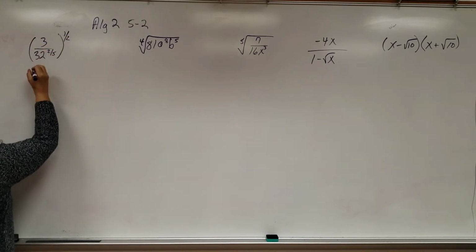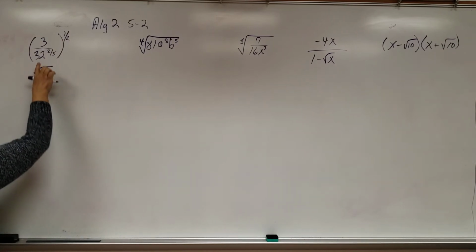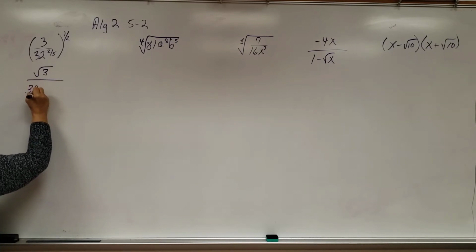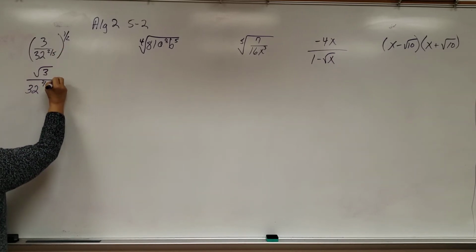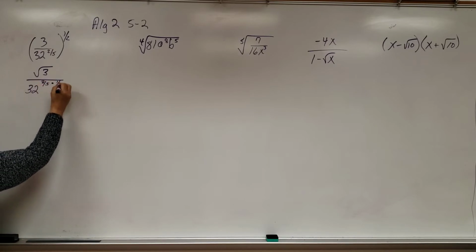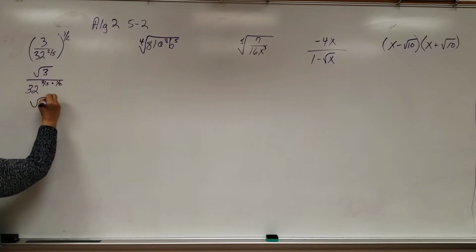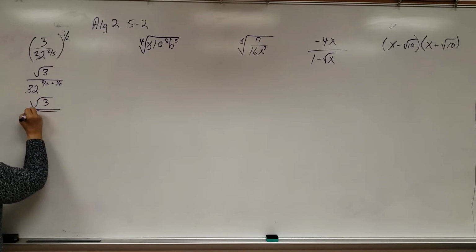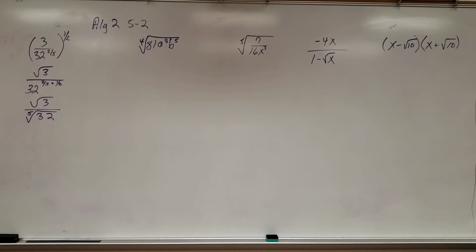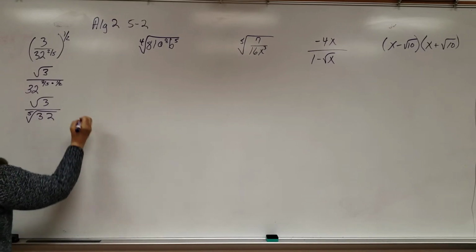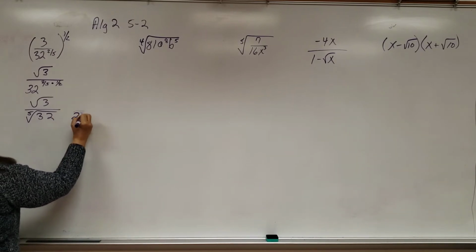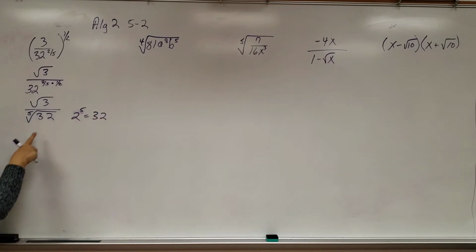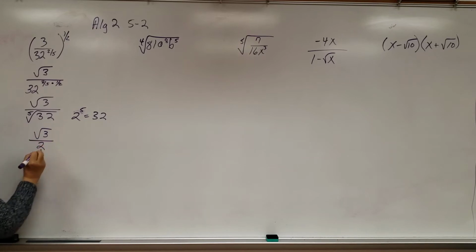What we're going to do is take 3 to the 1/2, which is the square root of 3, and 32 to the 2/5, and multiply it by 1/2. When we do that, the 2's cancel, and we get the square root of 3 over the 5th root of 32. Now, if you were to put the 5th root of 32 into your calculator, you would get a number. But if you don't have a calculator handy, factoring 32, you would find that 2 to the 5th power is equal to 32. Therefore, the 5th root of 32 is 2, so our answer is going to be the square root of 3 over 2.